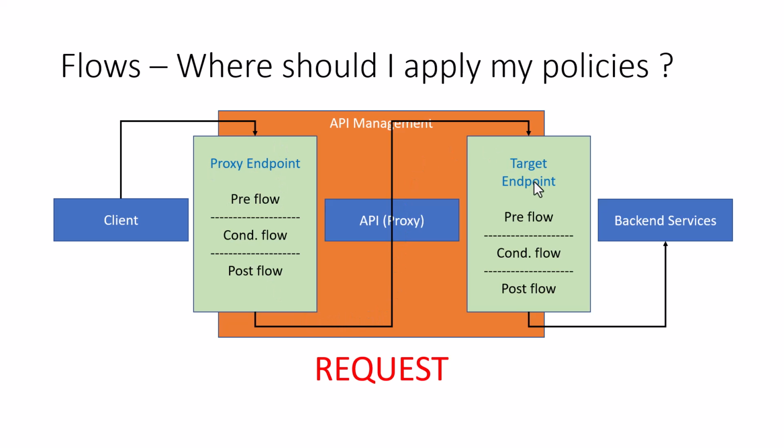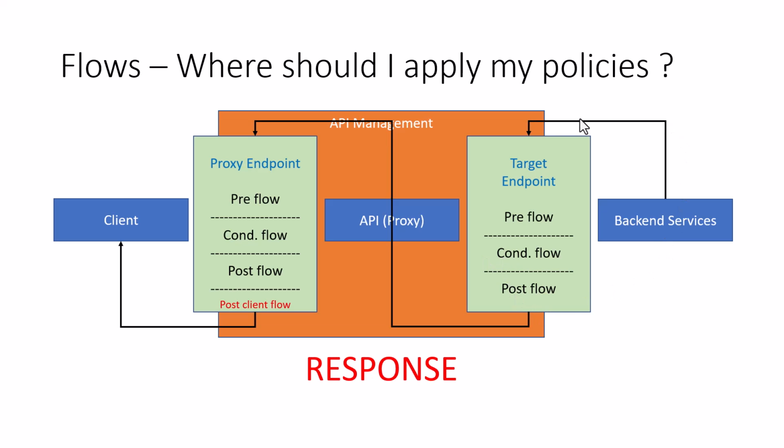And then you have the target endpoint of the request, and same thing, any policies you apply here are applied to the pre-flow. Anything applied in the pre-flow is automatically applied. Conditional flow is only applied if the condition is met, and then the post-flow. Similarly, on the way back, the response is the same. So the target endpoint pre-flow, the conditional flow and the post-flow. And then you come back here, and you have the proxy endpoint pre-flow, conditional flow, and post-flow. And then you see there's also the post-client flow.